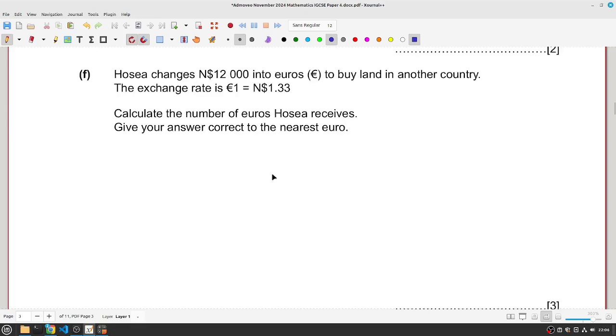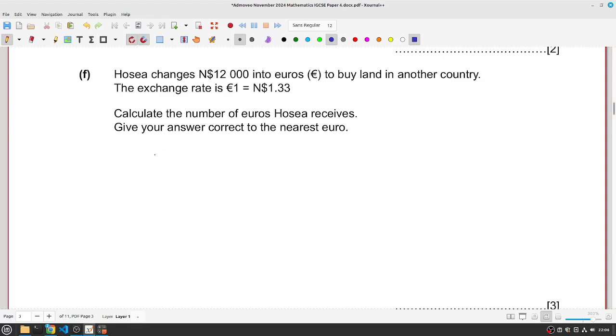Okay. Question F, the last question on question 1. Hosea exchanges 12,000 Namibian dollars into euros to buy land in another country. And they give us the exchange rate. 1 euro is apparently 1.33 Namibian dollars in this question, although that's far off from reality. Calculate the number of euros Hosea receives. Okay, give your answer correct to the nearest euro.